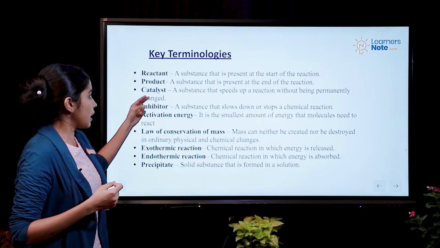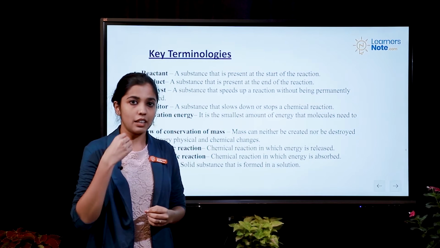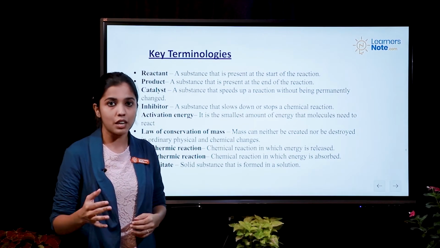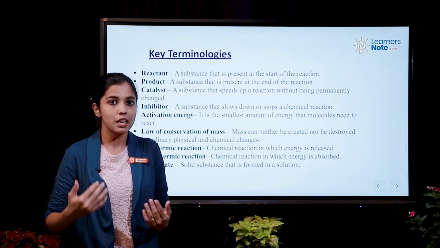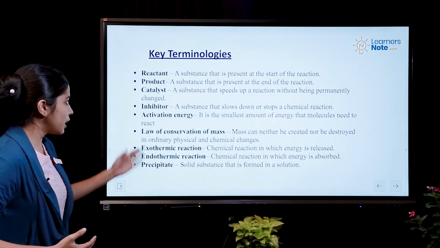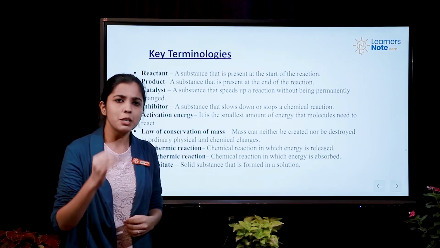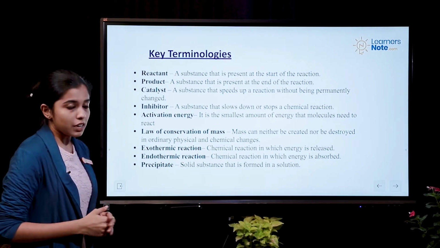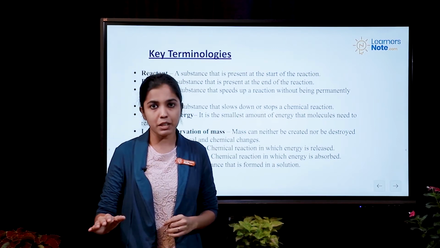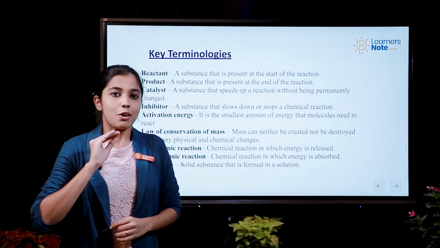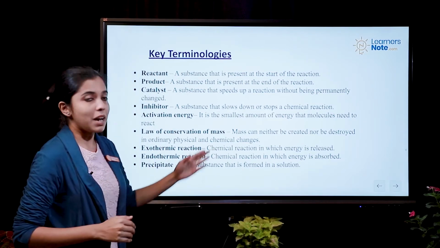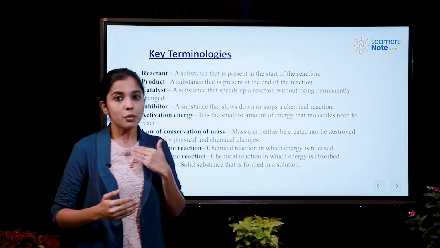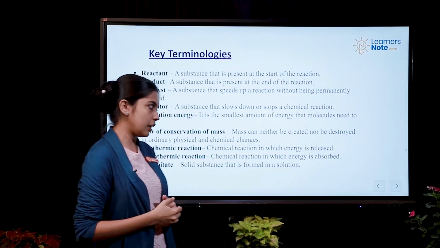Inhibitor is something that does a function which is exactly opposite to that of a catalyst. Inhibitor is a substance that slows down a chemical reaction, whereas your catalyst is a substance that speeds up your chemical reaction. Then you have something called activation energy. It is the minimum amount of energy that is required for your chemical reaction to take place. Then you have the law of conservation of mass, which is very important. All the chemical reactions taking place in this world obey the law of conservation of mass, which states that mass can neither be created nor be destroyed. That is one of the important laws which is used for balancing your chemical equation.